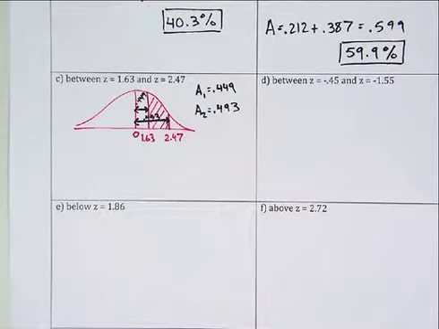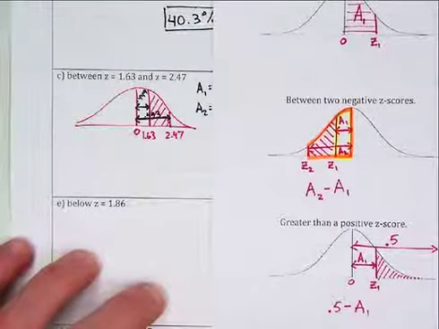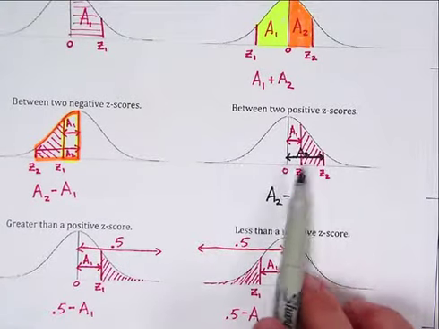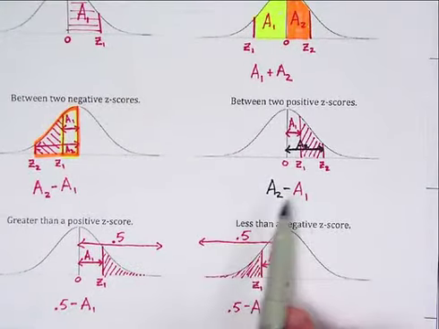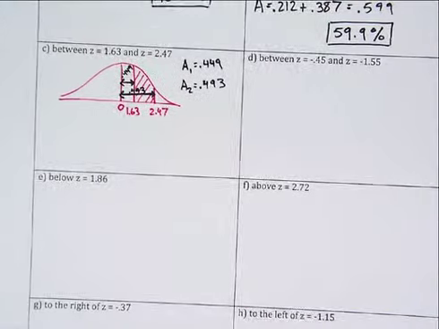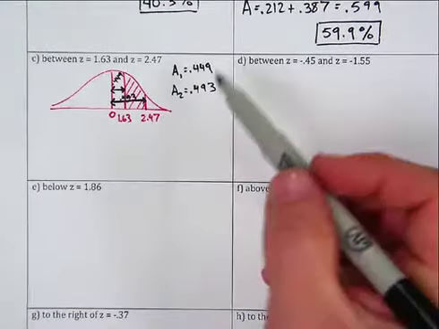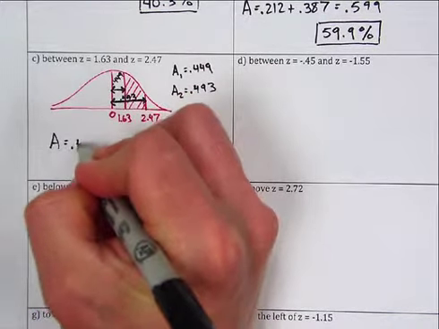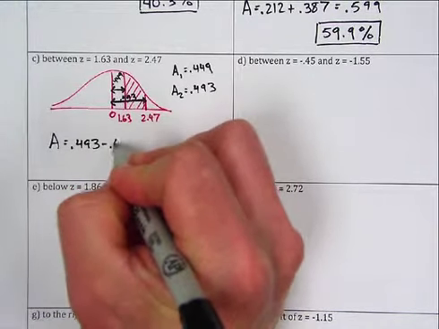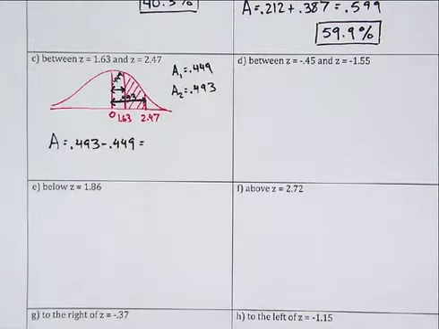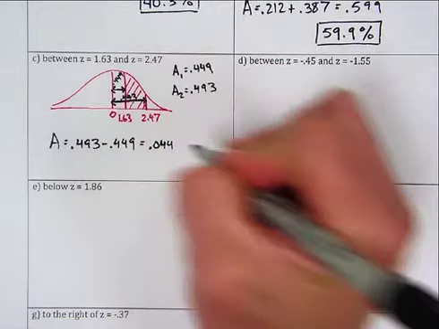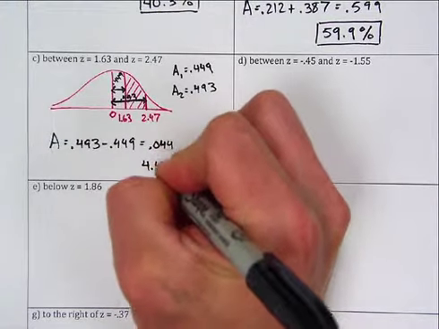Now in this case, if we look at our charts here, this is between two positive z-scores. And so when we have this sort of overlapping area on one side, we subtract the two. You don't have to worry too much, just subtract, do the bigger one minus the smaller one. Okay, we get 0.044, which is 4.4%.